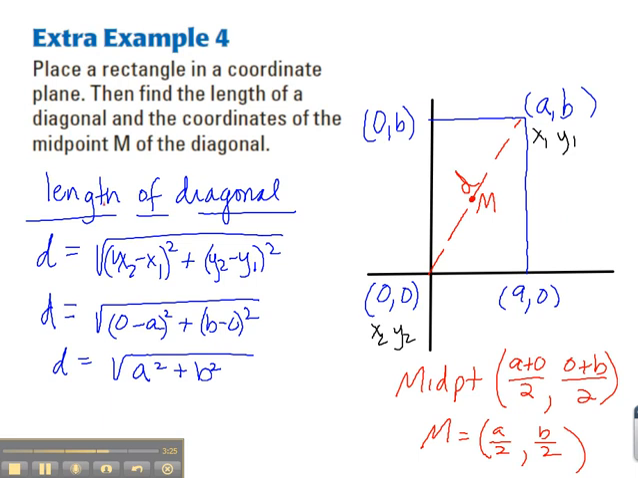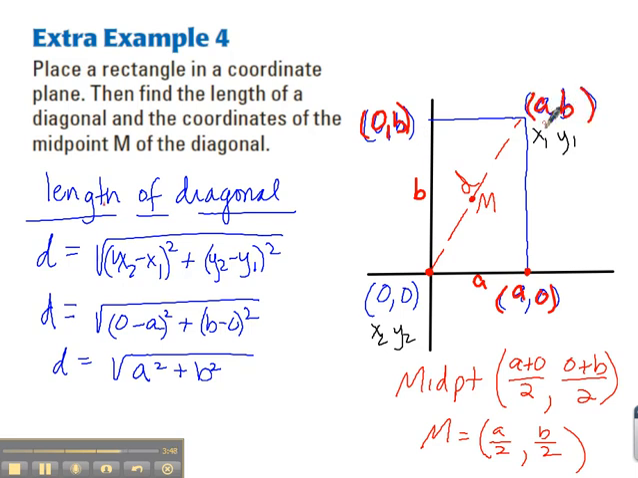In this one, they said place a rectangle in the coordinate plane, then find the length of a diagonal and the coordinates of the midpoint M. So we have our trick here. Use one vertex at the origin. We have A, comma, 0 as another vertex, and 0, comma, B. That gives us a length of B and a side of A. And then A, comma, B as this fourth vertex.